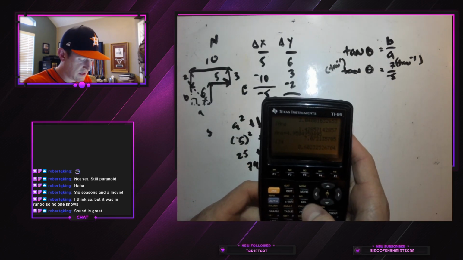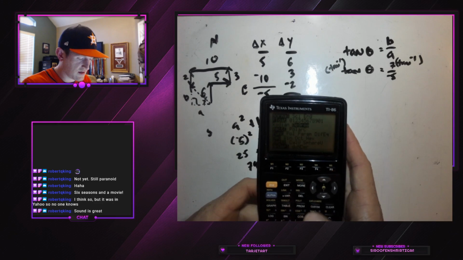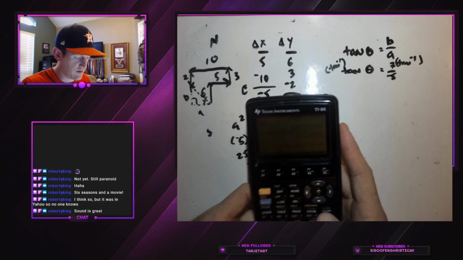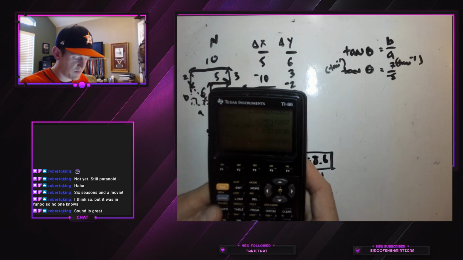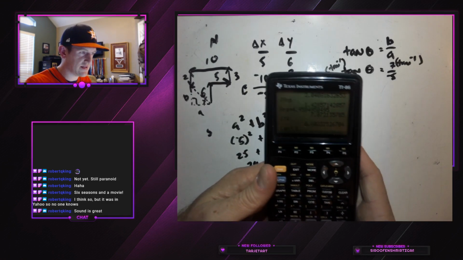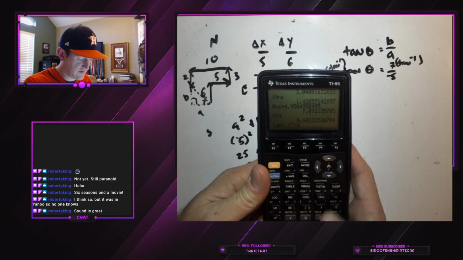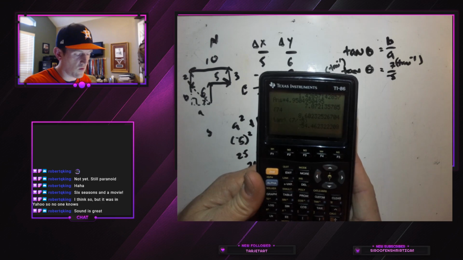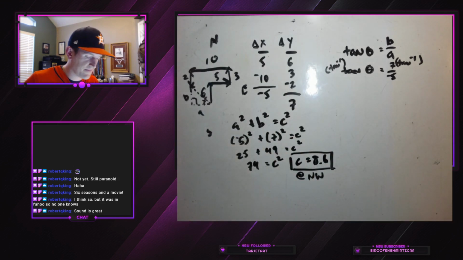And before we do any of that stuff, we check degree mode. Everybody, all the time, everywhere, all day, degree mode. Unless we're doing radians, but we're not. So antitangent of 7 divided by negative 5. And that gives us 54 degrees.